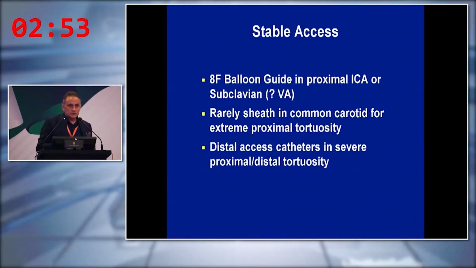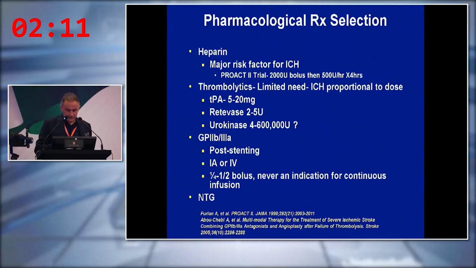Stable access is very important. Normally now we routinely use an 8 French balloon guiding catheter. Studies show that it's more beneficial to use an 8 French balloon guide. Rarely a sheath in the common carotid for extra proximal tortuosity. Sometimes we may have to go more distal, with a distal access catheter instead, because of distal tortuosity. These days mostly we use, as Hamza showed, distal access catheters like Sofia. They help us a lot to go more distal and to do aspiration.